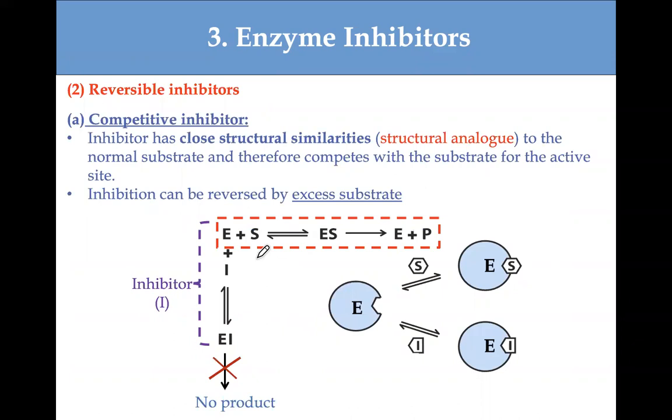Okay, now for the reversible inhibitors, we said we have three types. The first type is the competitive inhibitor. From its name, it competes with the substrate on the same active site. In order for it to compete on the same site, we design it in a way that is structurally similar to the substrate, so that they bind at the same active site. However, when the inhibitor binds, it binds ineffectively, so the reaction cannot happen.